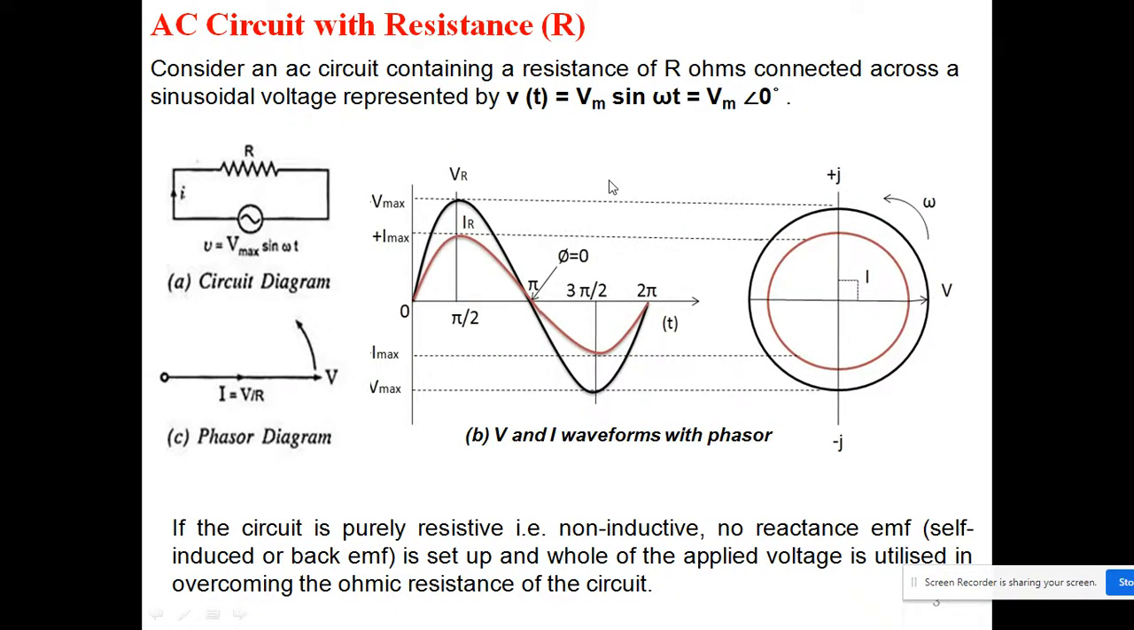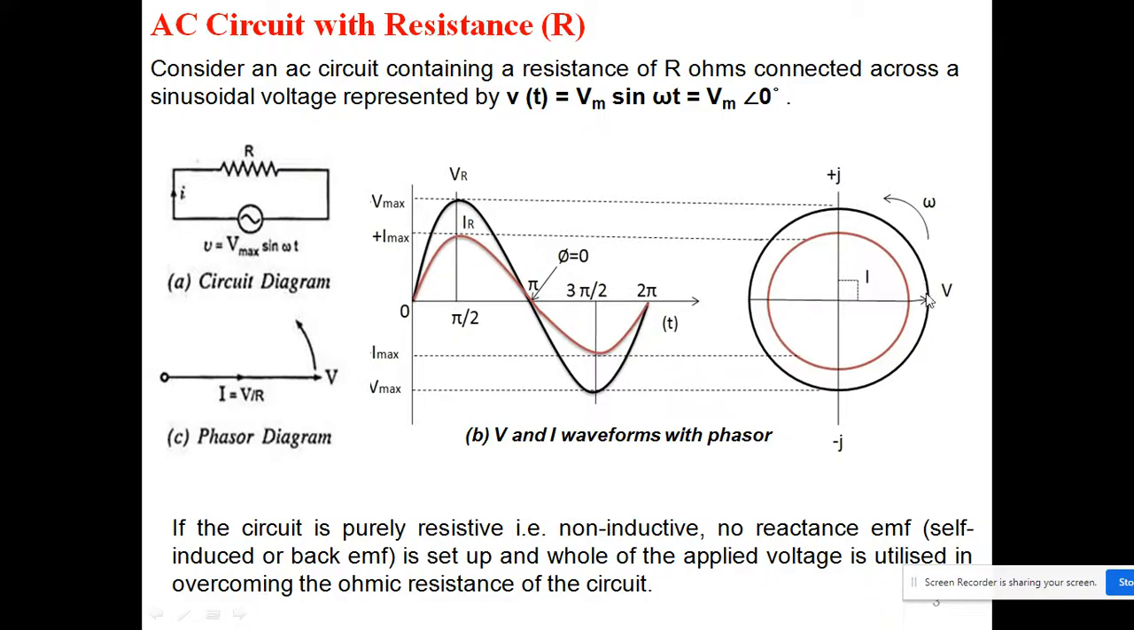When I draw the waveforms for the current and voltage, you can see this waveform is for voltage and this waveform is for the current. Both are in phase at every instant. Only the magnitude of current is lower than the magnitude of voltage by the factor 1 by R.